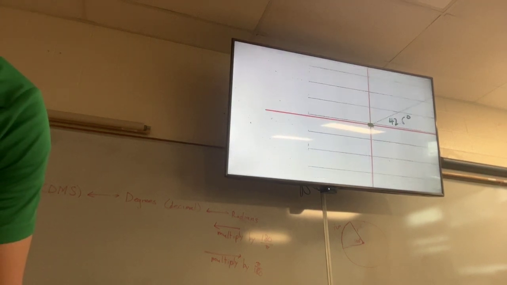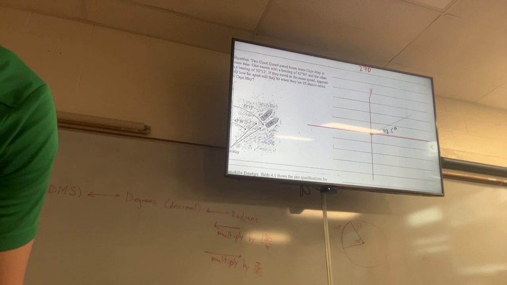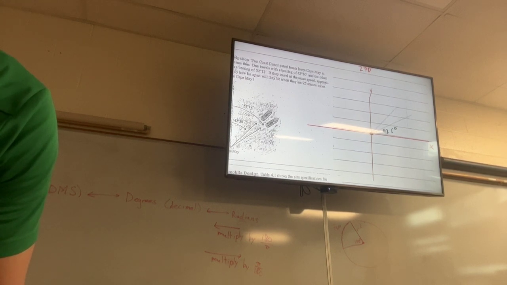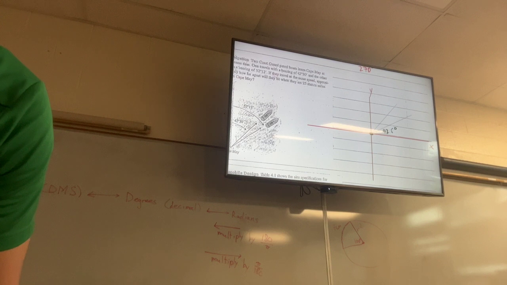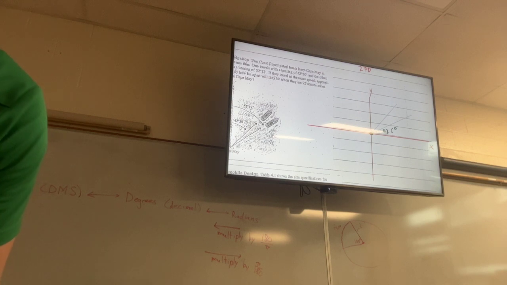The other one, I'll call it the blue ship, is going to travel with a heading of 52 degrees and 12 minutes, so about somewhere around here. 52 degrees and 12 minutes is 52.2 degrees.